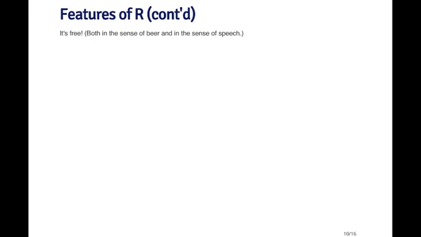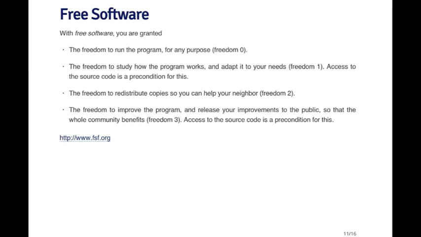So I'm going to divert for a second to talk a little bit about free software. With free software, there are four basic freedoms that you have. Freedom 0 is the freedom to run the program for any purpose. So there are no restrictions on how you can run the program or when you can run the program or what you can or cannot do with it. Freedom 1 is the freedom to study how the program works and adapt it to your needs.